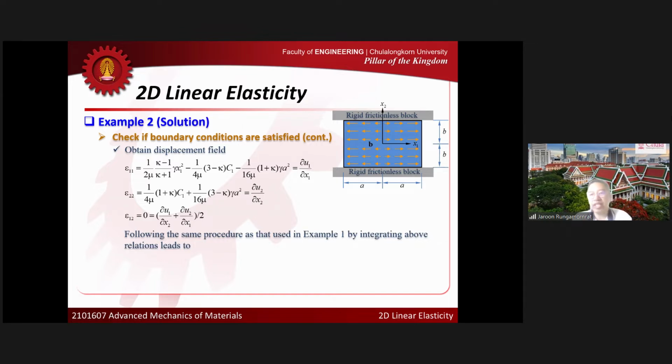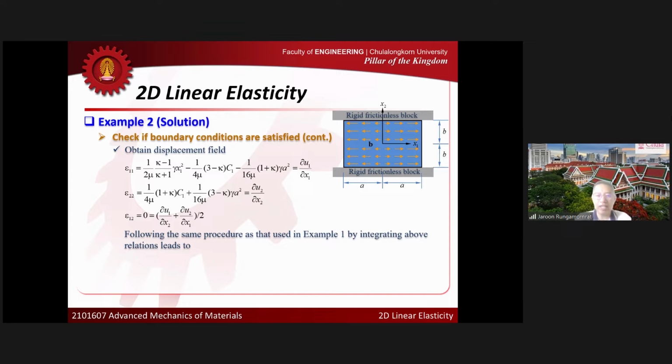I will not show you in detail because the process is similar to the one that I showed you for example one. So I perform the integration of all three relations that I have above. You can follow the same procedure, but the detail may be different because the functions involved here are different. That's just simply the detail of the calculations. The procedure should be the same.